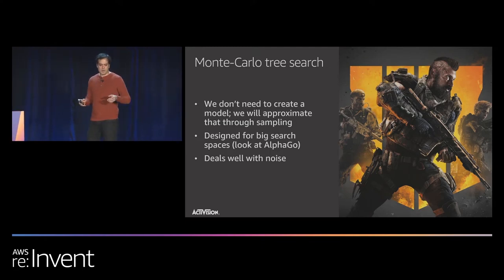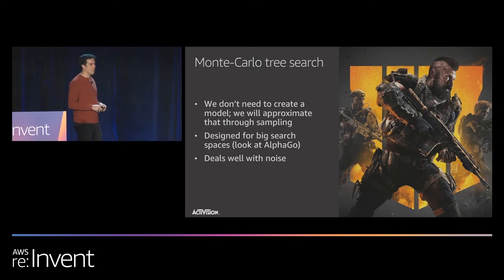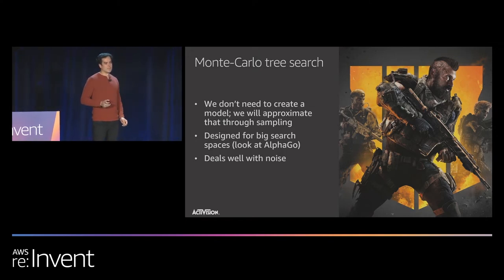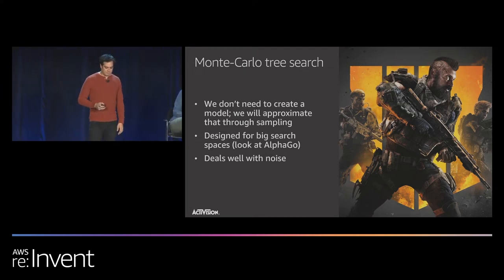And this is designed for a big search space. You guys are probably thinking, oh, you guys have so many different paths, so many different states. Monte Carlo research really can deal with that. If you guys are familiar with AlphaGo, their search space was much bigger than our search space. So I'm not at all worried about the number of states that we have. And this deals well with noise.